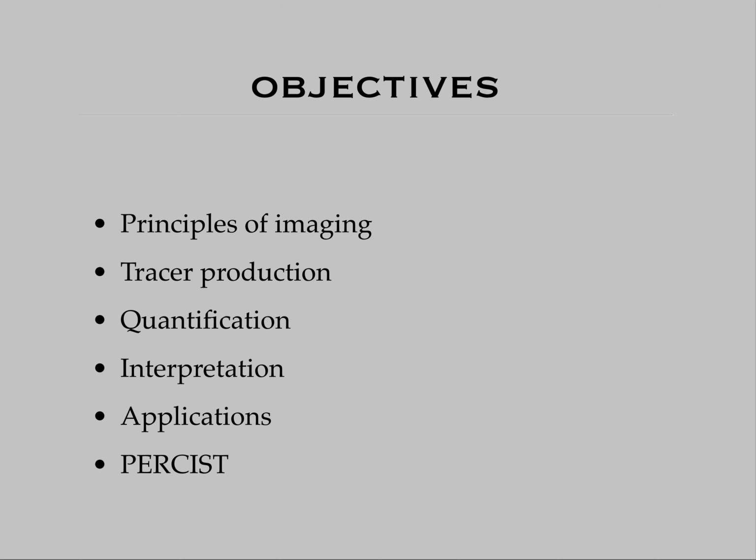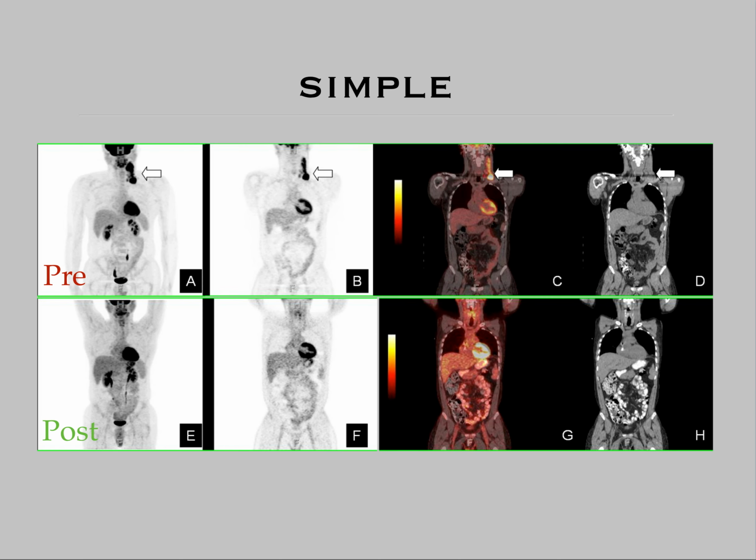So today we're going to talk about basic principles of PET imaging, tracer production, quantification, interpretation, applications of PET-CT, as well as treatment response assessment. So the reason I like PET-CT is because it's easy, as you see in the top row. Pre-treatment tumor is bright, post-treatment tumor is not bright, so we can assume that there is a complete response. So 3 seconds later we can deliver an interpretation and return to important things like coffee or tea.